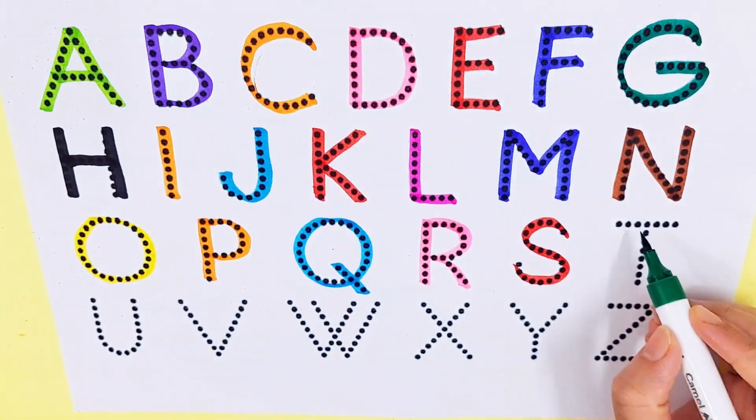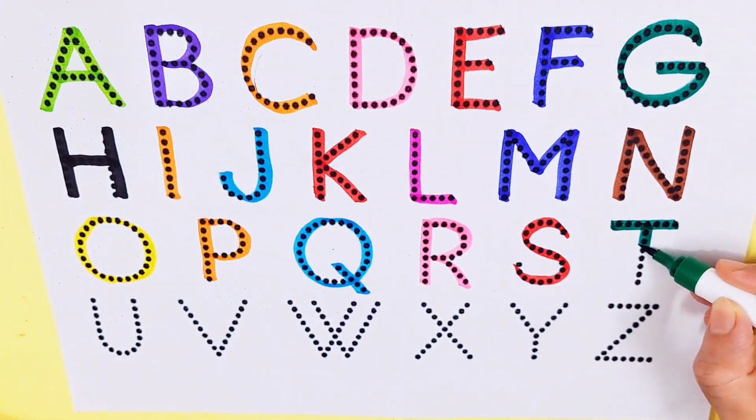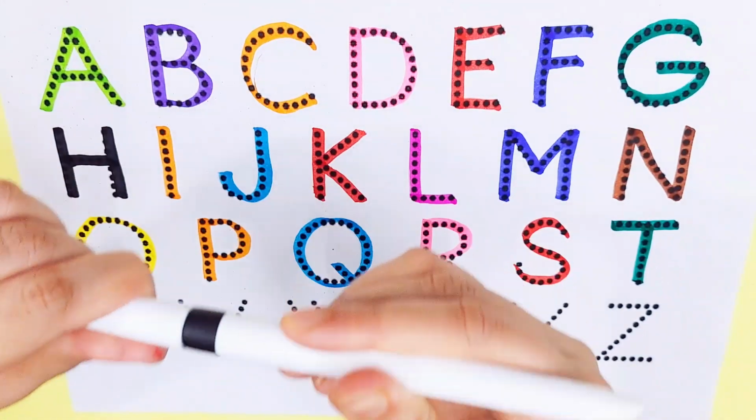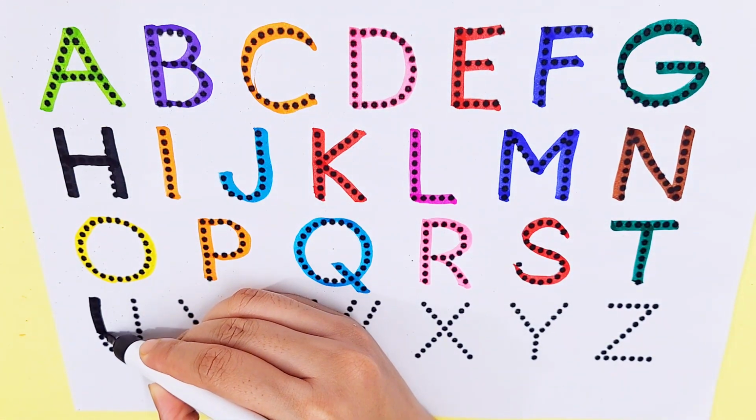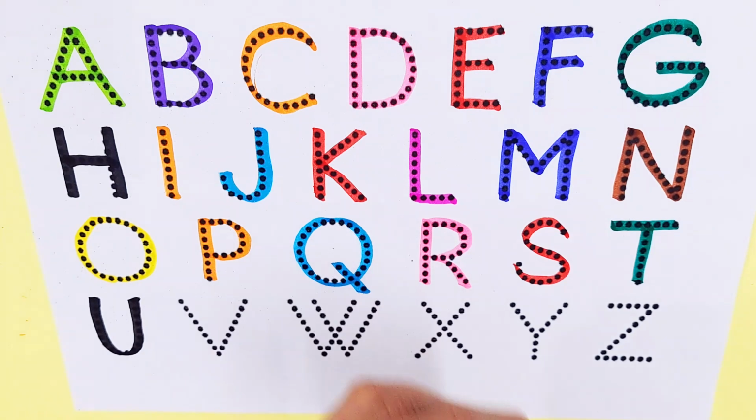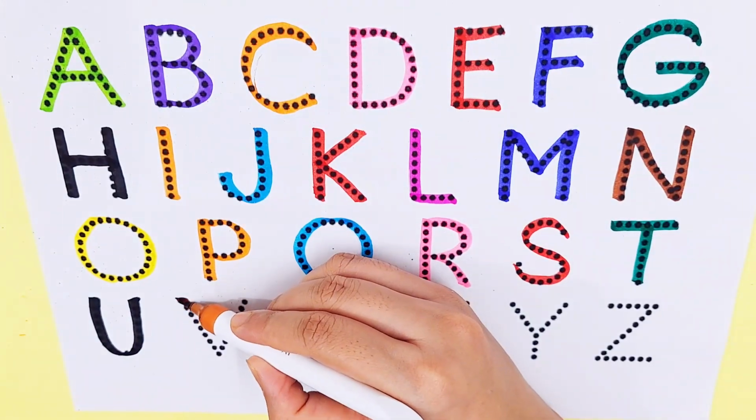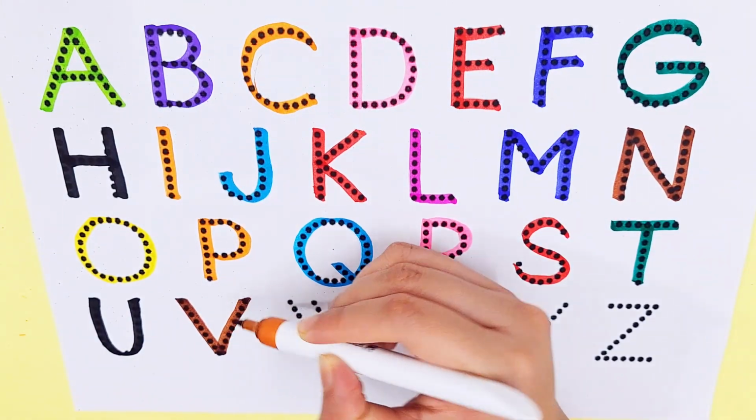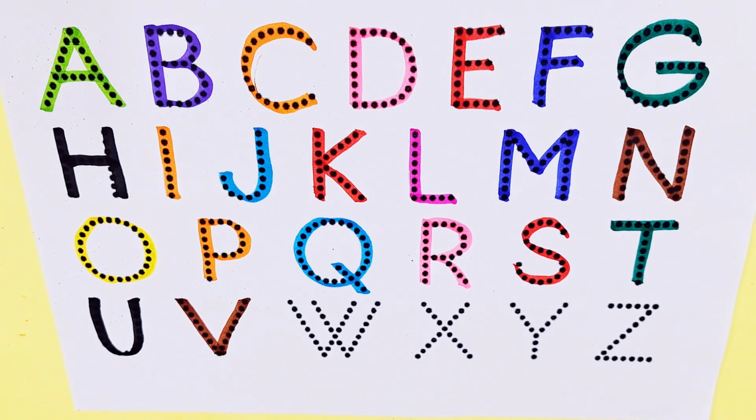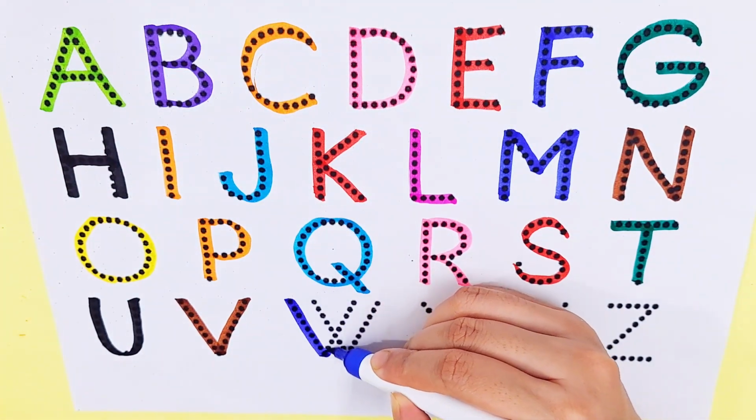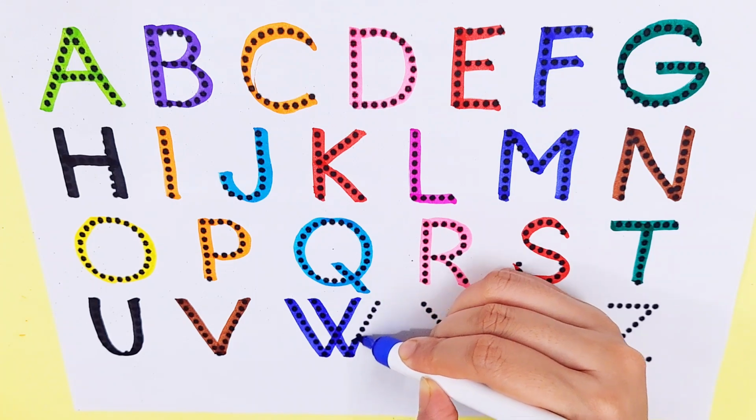Dark green color. T for tree. Black color. U for umbrella. Brown color. V for violin. Dark blue color. W for water.